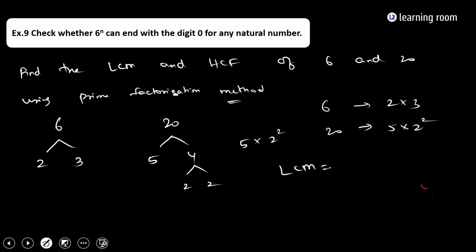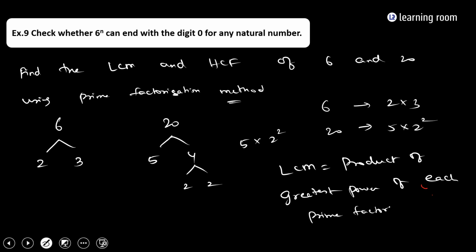So LCM is found how? It is the product of the greatest power of each prime factor involved in the number. The product of the highest power of all the prime factors of all numbers, right? Yes. So the product of the greatest power of each prime number.